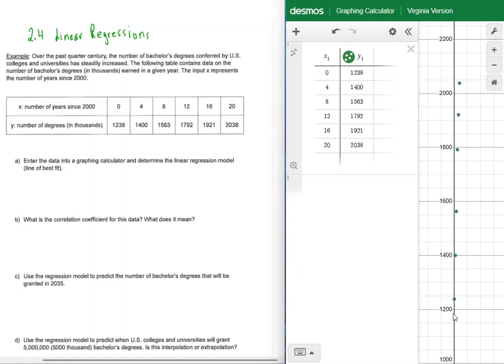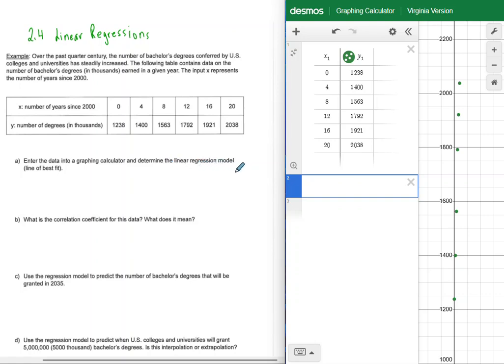You notice they are kind of going in a linear pattern, and it does look like it's increasing. So I'm going to expect my correlation coefficient to be a positive number. Okay, so enter the data into the graphing calculator and determine the linear regression model.